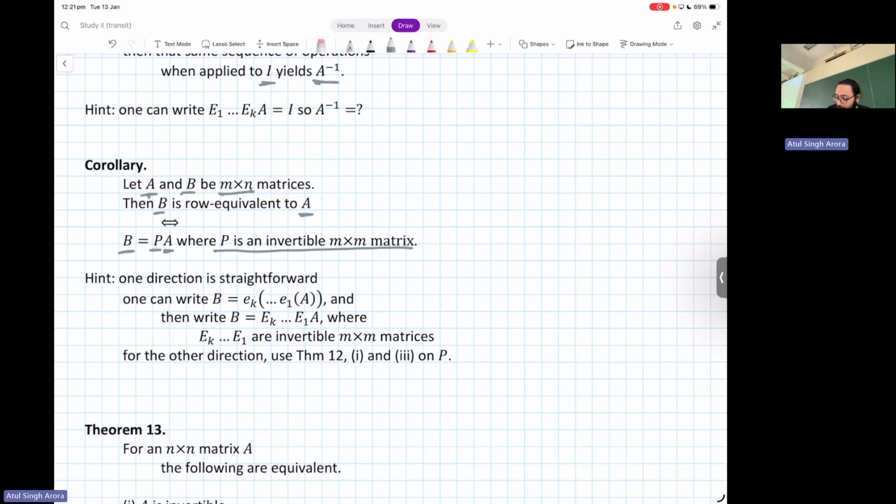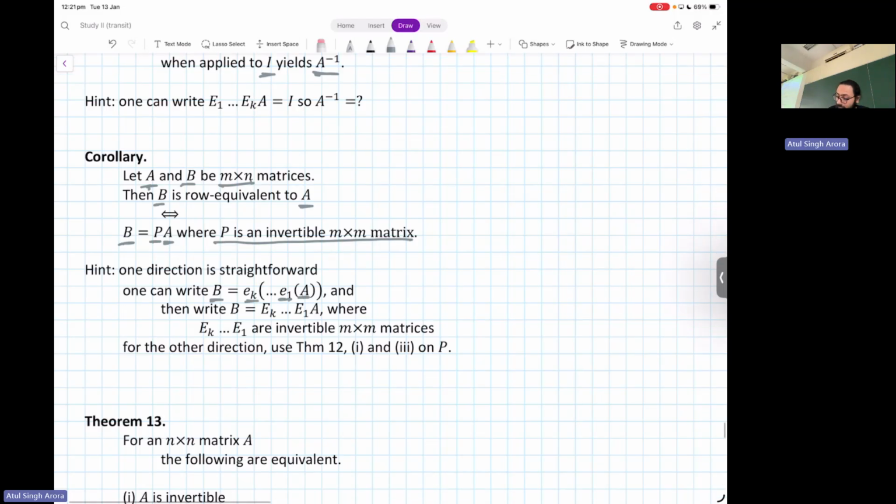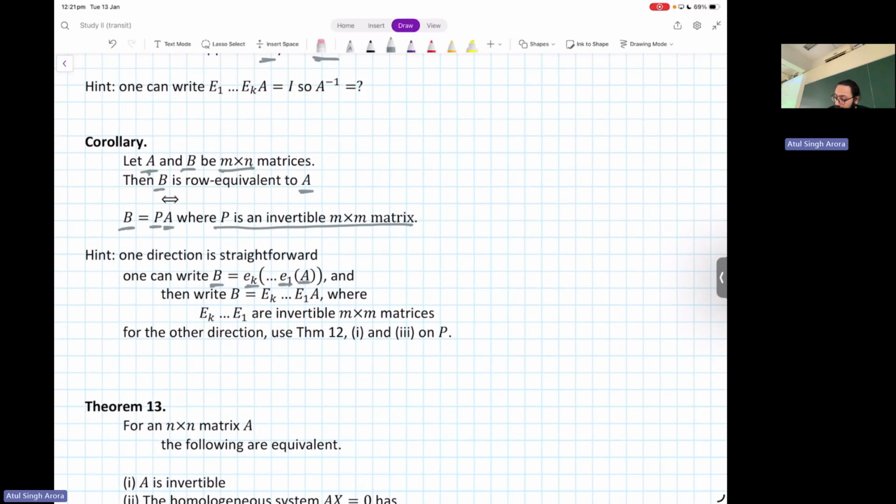Okay, so I wrote down the proof very quickly. So one direction is straightforward. If one can write capital B as some sequence of elementary row operations acting on capital A, then clearly one can write B as a product of these elementary matrices, and these are invertible m cross m matrices. So this part is fine, right? So this is basically what P is. In that case, that part is trivial.